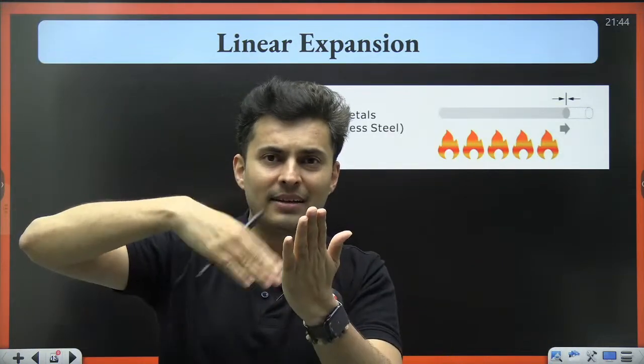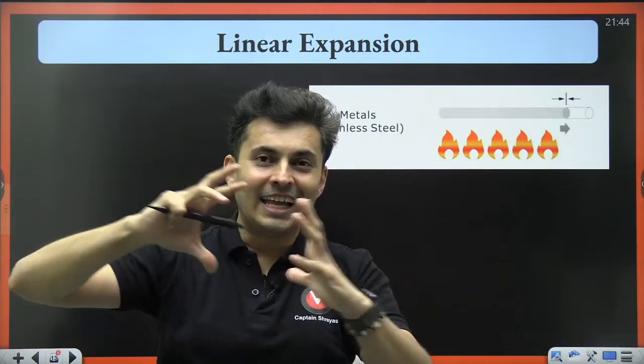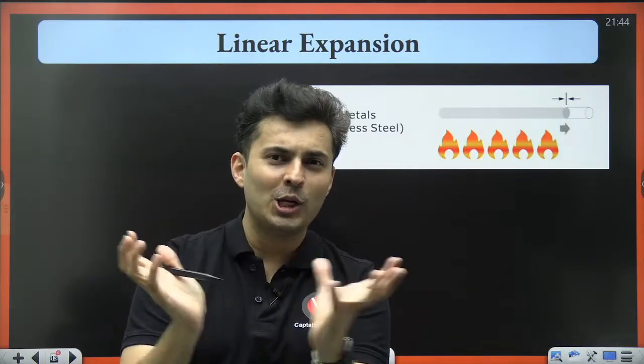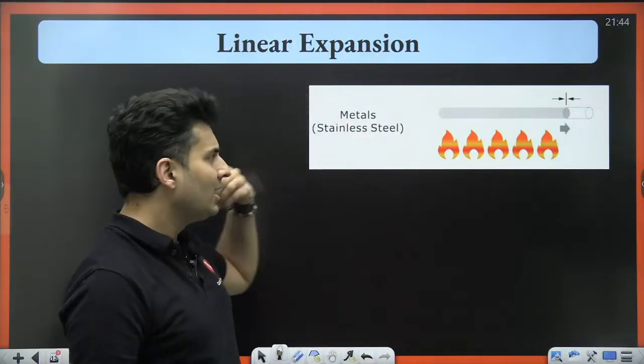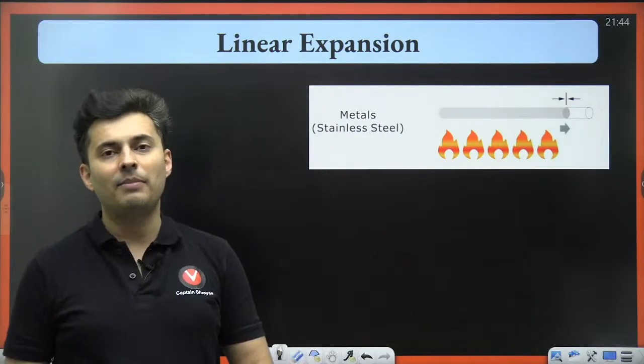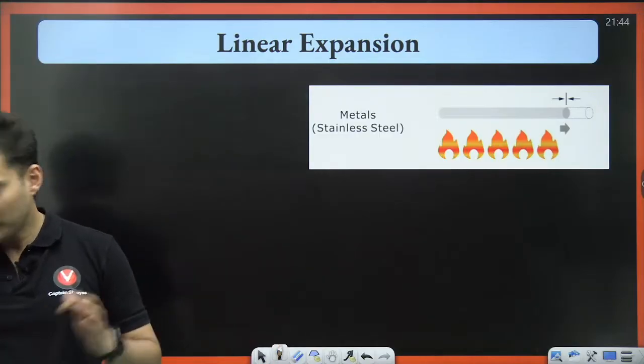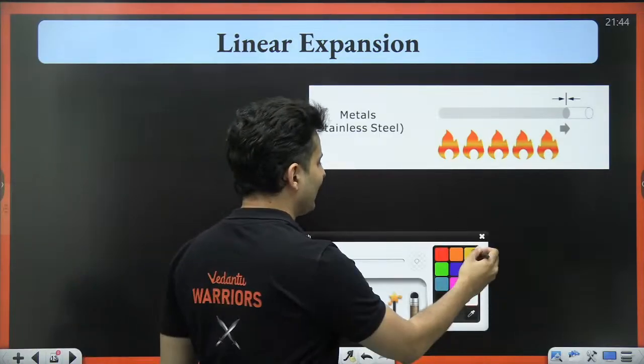You can paint something and see how much the area is changing. You can also measure the volume and see how much the volume is changing in the same object. These are not different objects. You're just measuring different parameters. Understand that. Okay, so starting off with linear expansion.